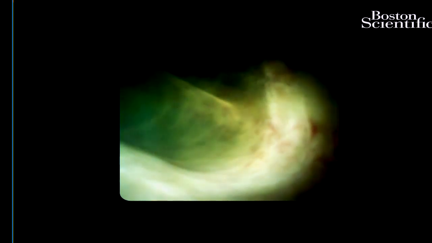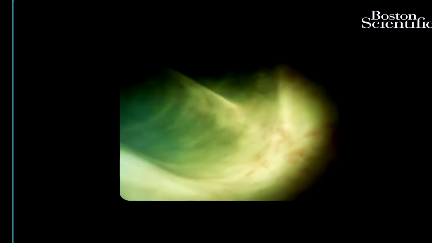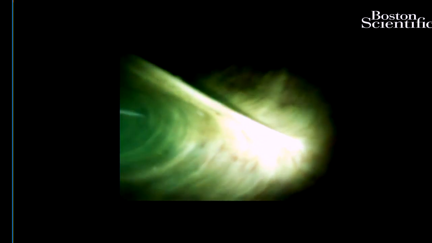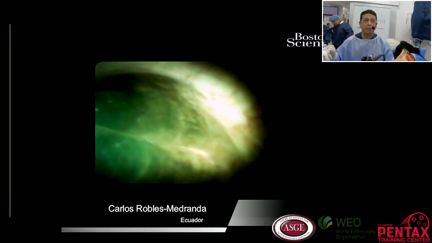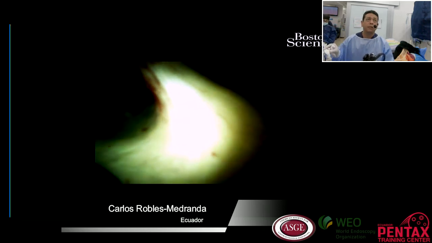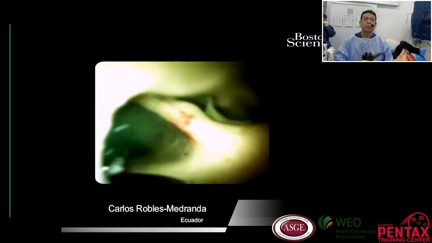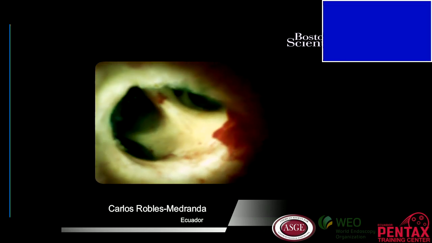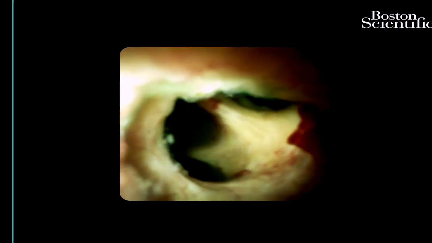So we see here the bifurcation, the left and the right hepatic bile duct. We see also an inflammatory aspect of the bile duct, as you can see here. And this is probably because of cholangitis that this patient already had. So this is inflammation. And this is the start of the malignancy infiltration. This is an infiltration of the bile duct, as you can see here. It's a star here.